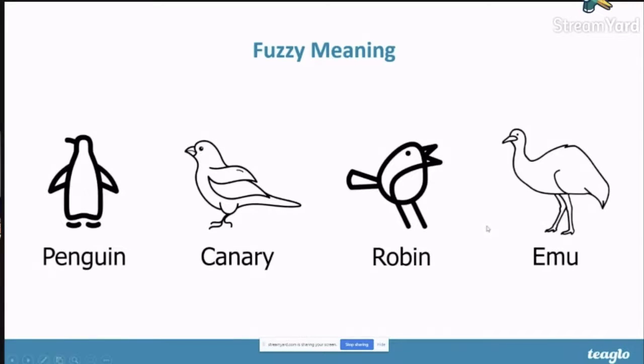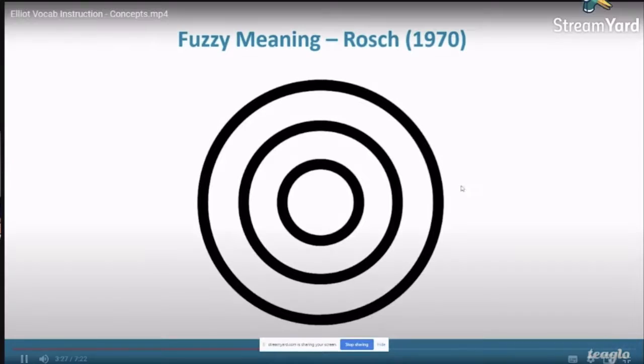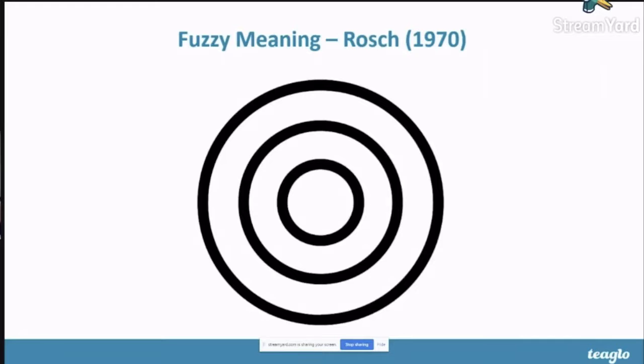Okay, so Eleanor Rosch looked at fuzzy meaning with her prototype theory. Prototype theory states that an example of a concept does not have to have a fixed number of characteristics, but it just needs to be a reasonable match. So the example itself would be judged against a prototype, which would go in the center, would be the perfect or most typical example of that word.